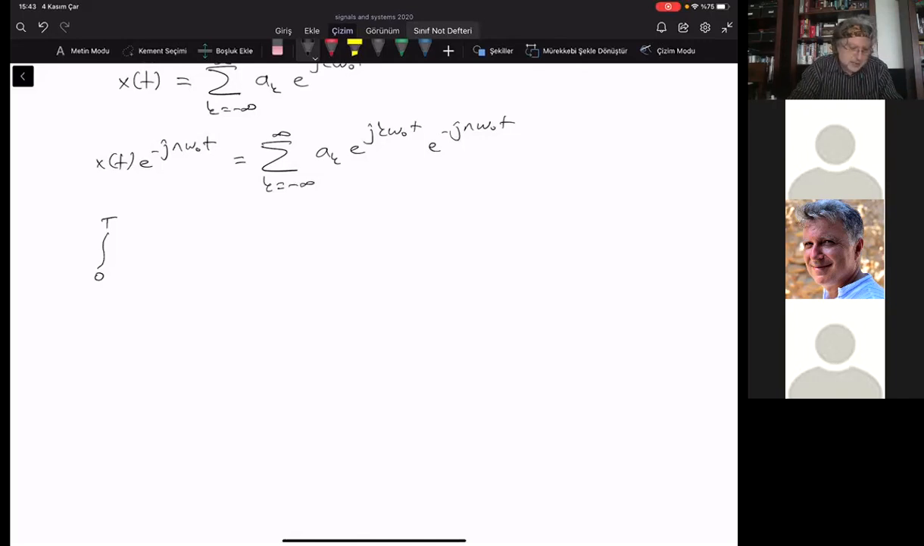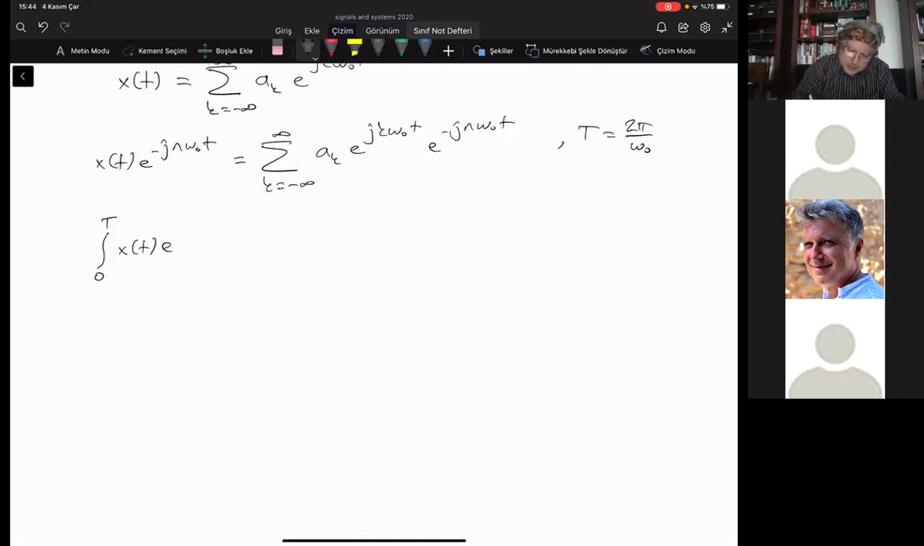And from 0 to T, or within a duration of the period, it could be from minus capital T over 2 to capital T over 2, or 0 to capital T, or from minus capital T to 0. The duration is important here. And of course, T is equal to 2 pi over omega 0 from the previous expressions.